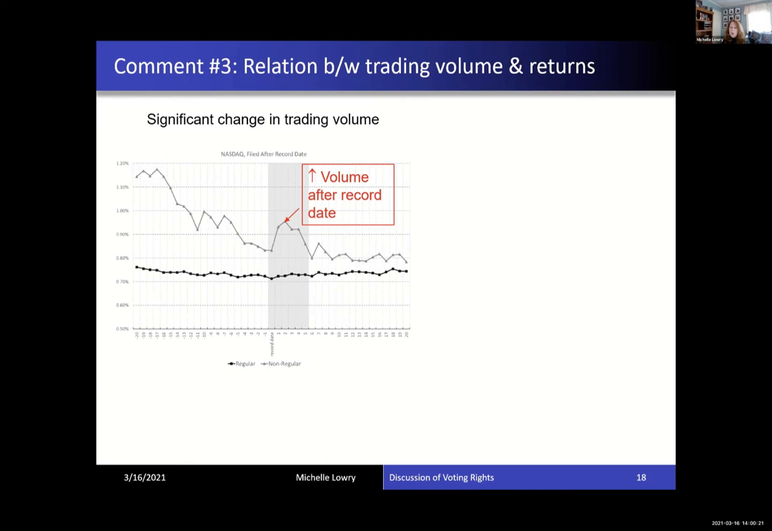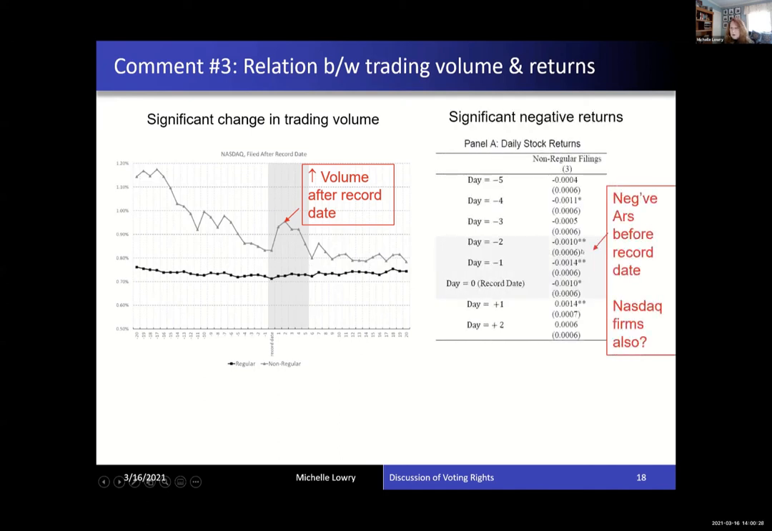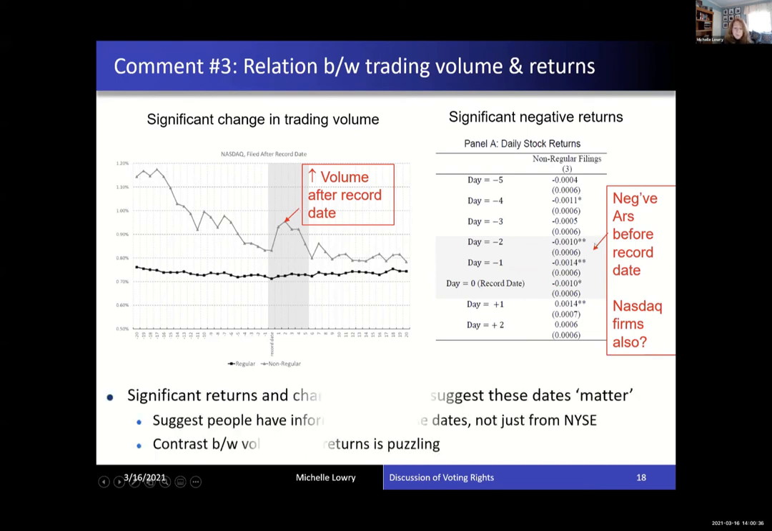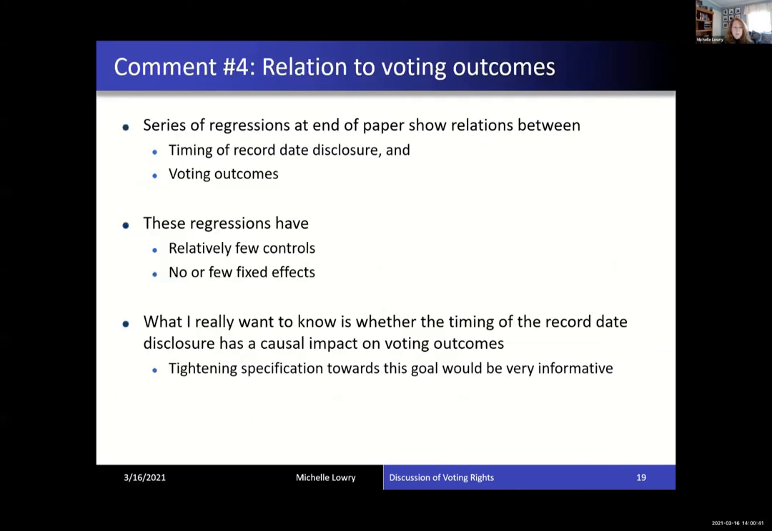Okay, Faye's going to cut me off. Let me just say 2 things super quickly. The authors find this big surge in trading volume. They often also document negative returns. What's a little bit odd is the volume happens after the record date. The negative abnormal returns happen before the record date. I couldn't quite figure out how those 2 things went together. A little bit more explanation.